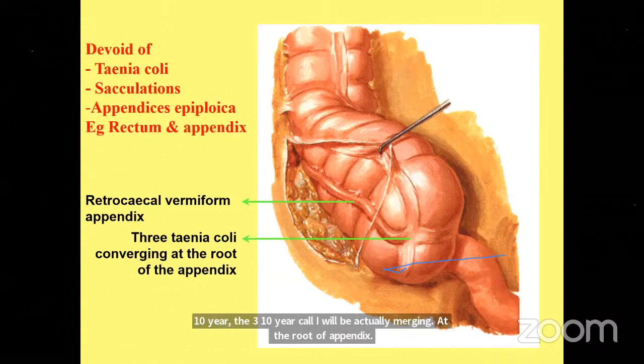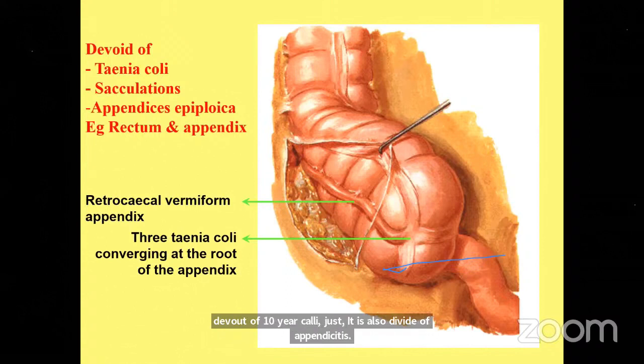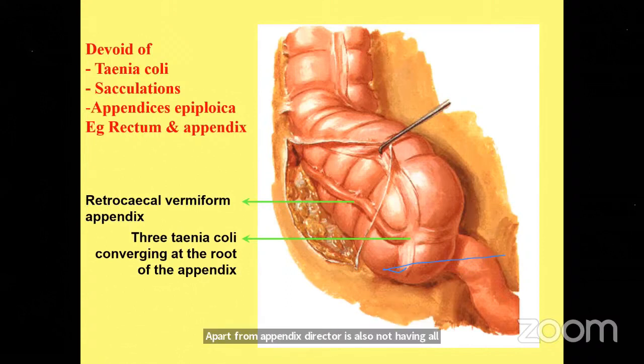Though the appendix is considered as a part of the large intestine, it is devoid of all the three main features: it is devoid of tinea coli, it is devoid of saculations, and it is also devoid of appendices epiploicae. Apart from the appendix, the rectum is also not having all these features, though they are considered as belonging to the large intestine. So that also you have to remember. Very, very important.